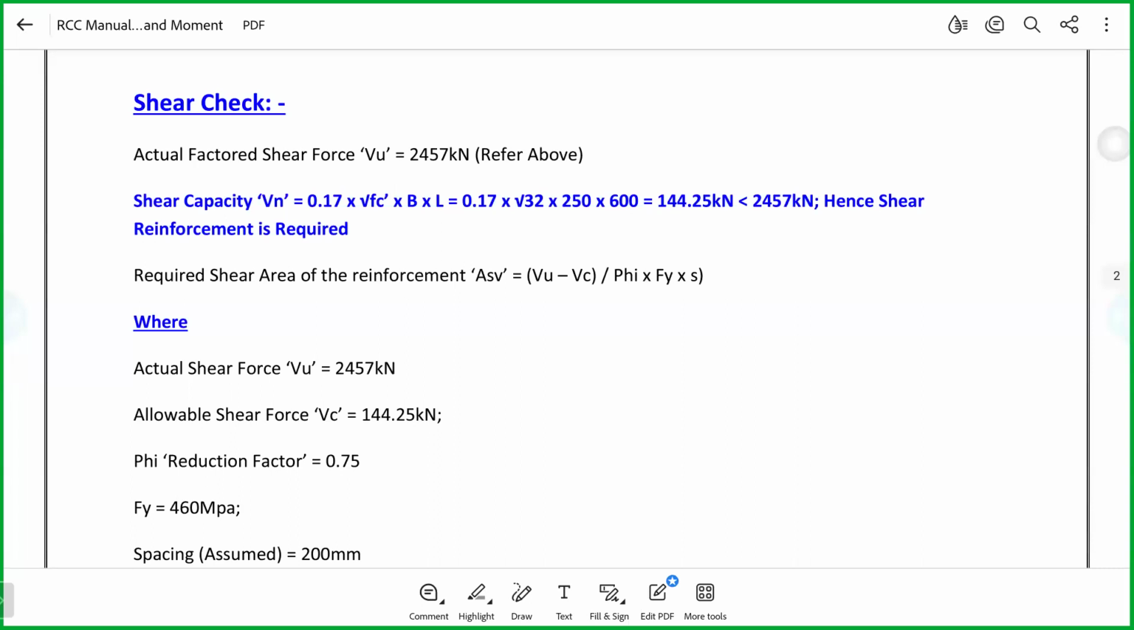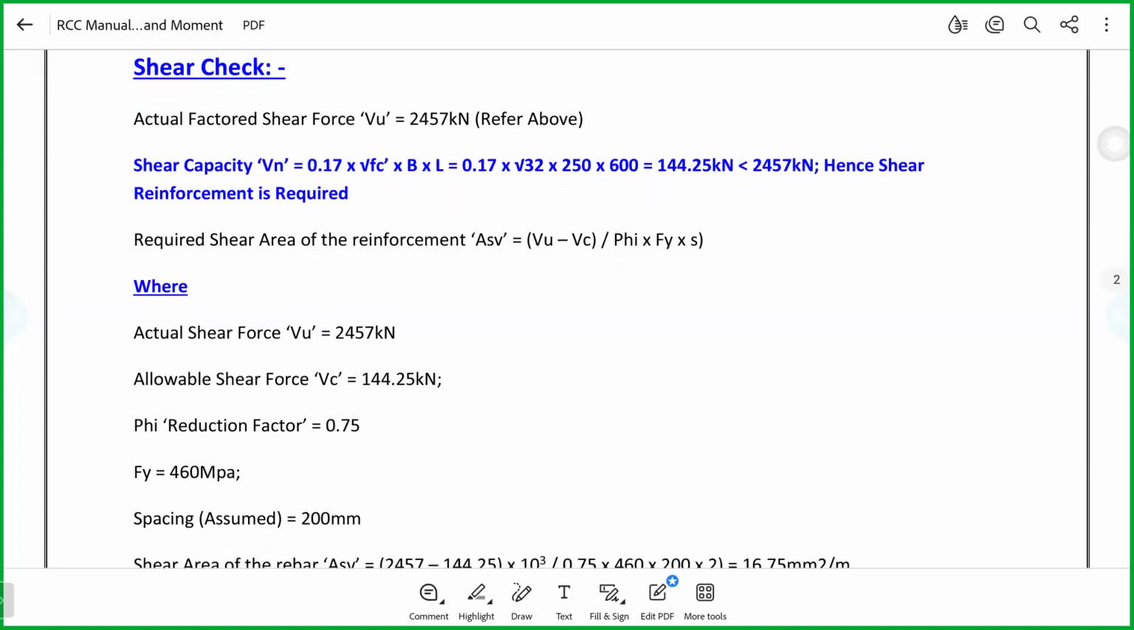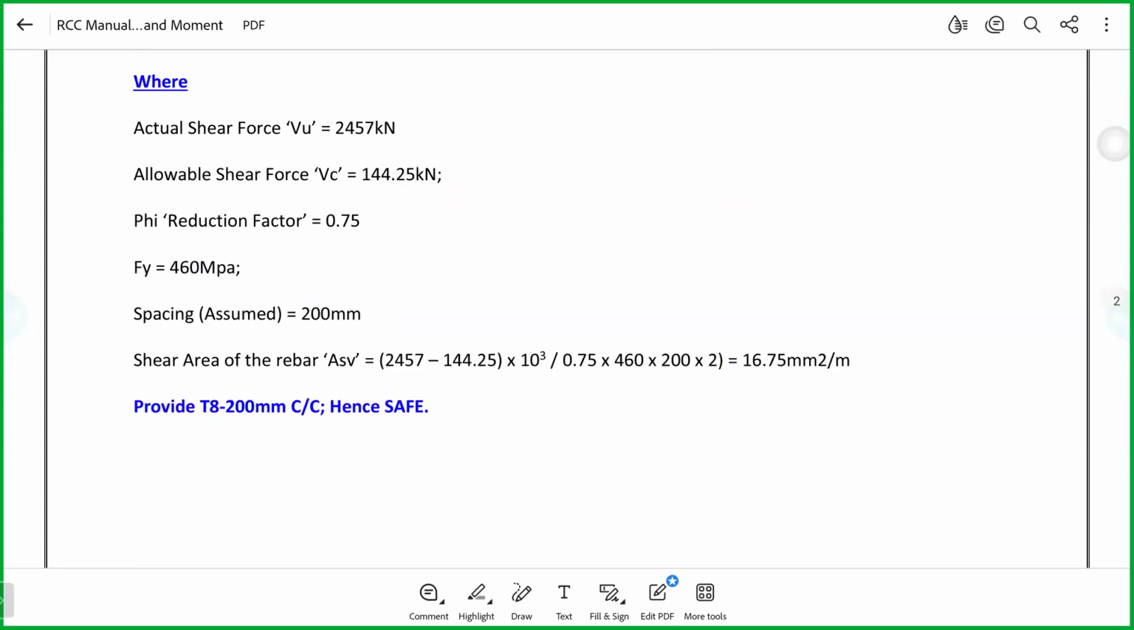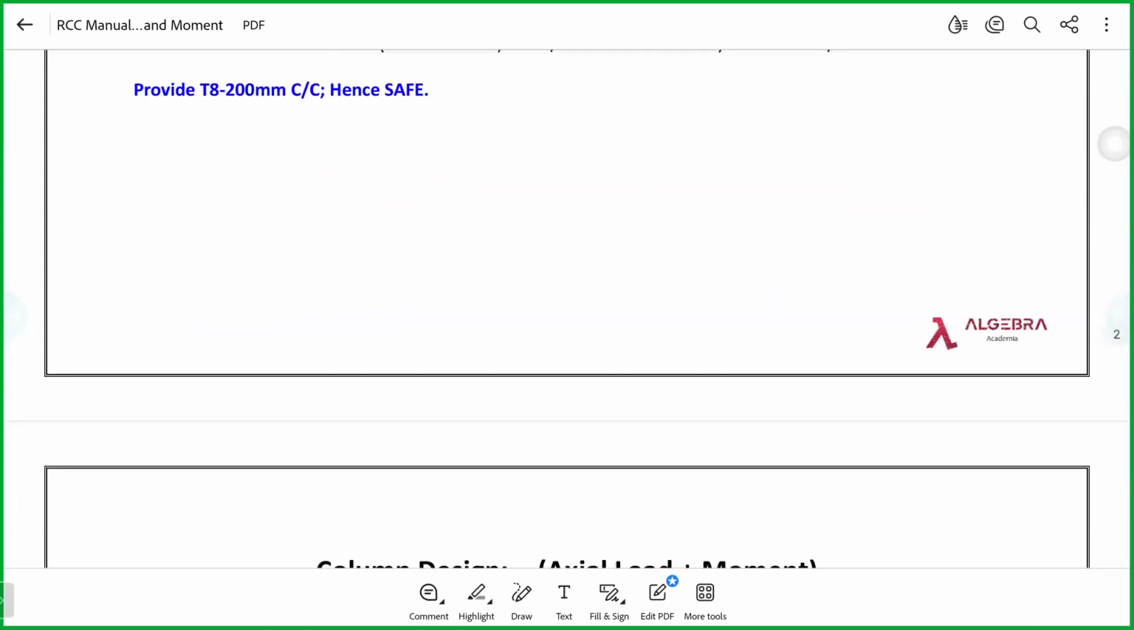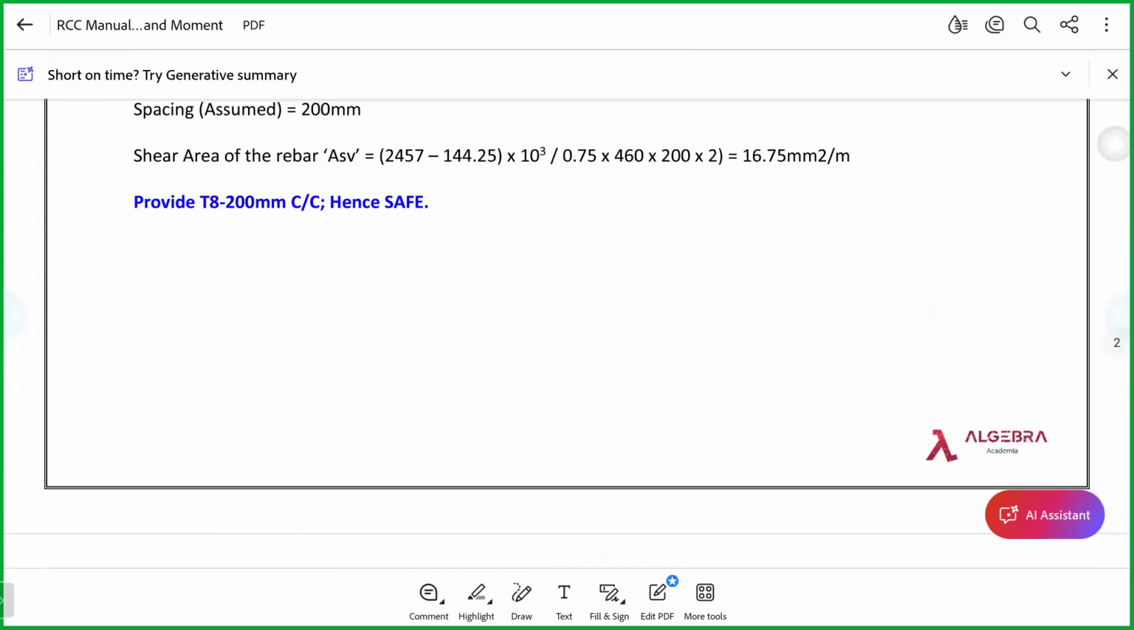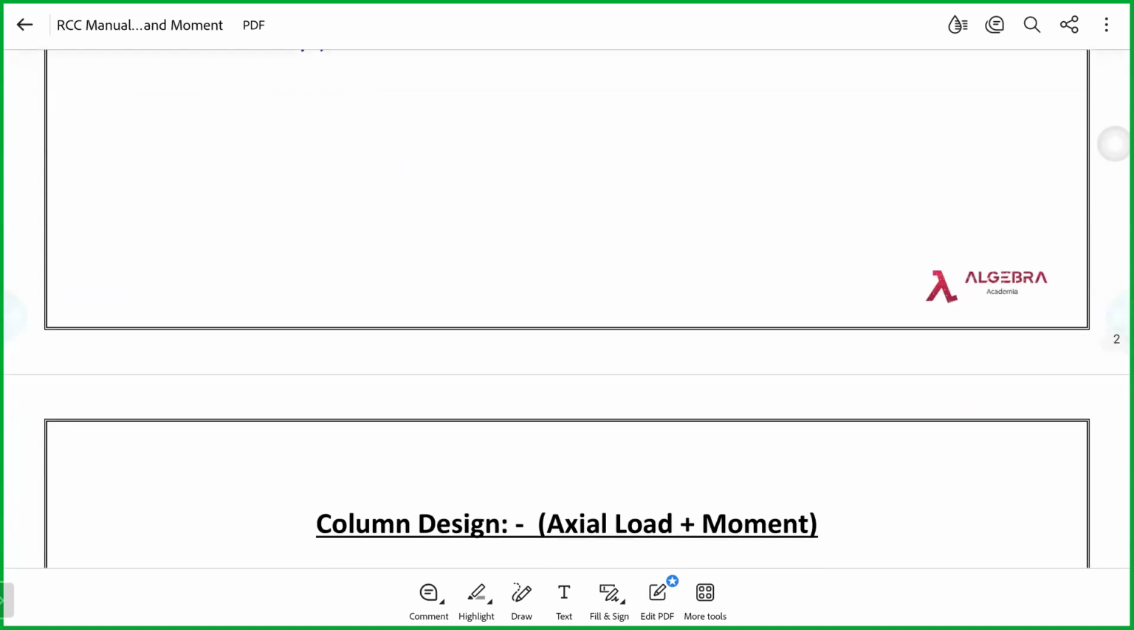Then I need to find out the requirement of ties, diameters and spacing. If I use this equation, how much am I going to get? 16.75 millimeter square. Then I'll convert it into T8 at 200. The reason why you did not go for 10 millimeter diameter, why you went for 8 millimeter diameter: in the beam the rebar is 25 millimeter diameter, so to be compatible I cannot go for 8, because practically it will open up. If it is 10, it will catch up. But here the main reinforcement is only 16 millimeter. So we went for 8 millimeter.